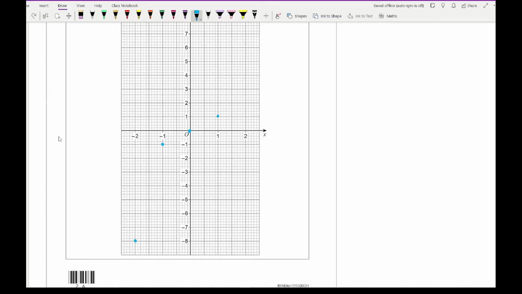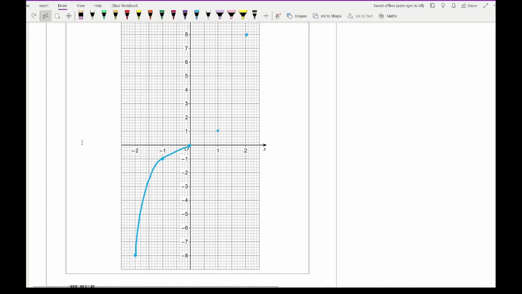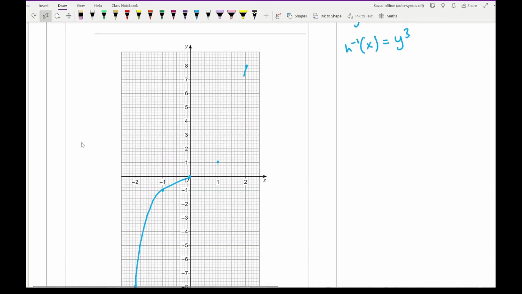What you then want to do is just try your best to draw a cubic, y equals x cubed, and make sure that you join the points up and it's as smooth of a curve as possible.